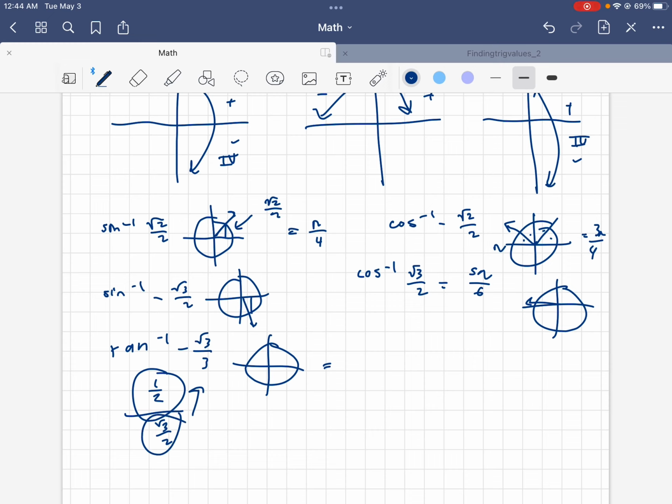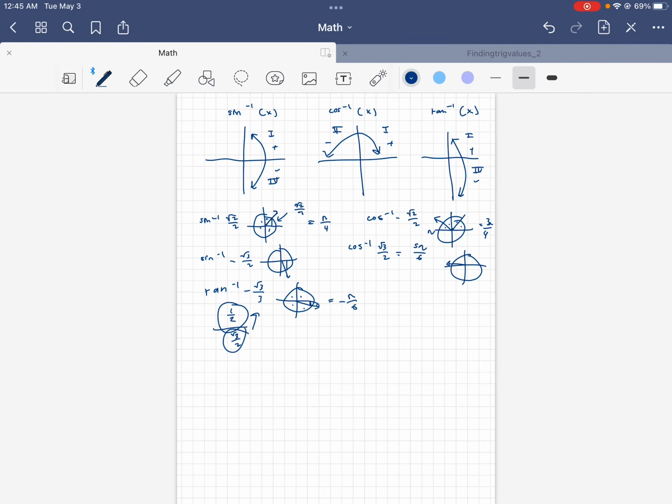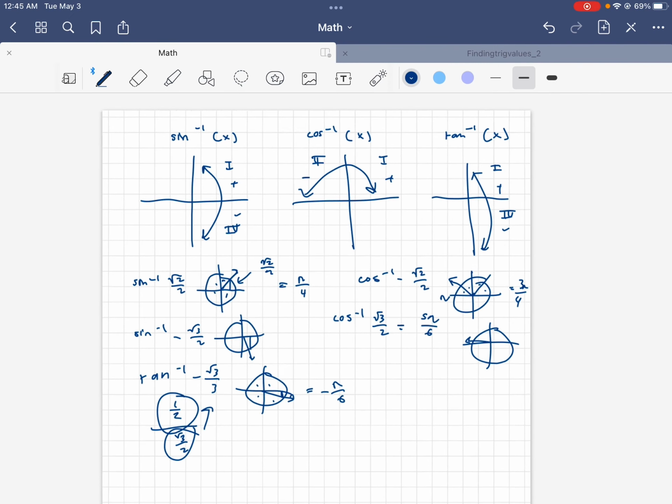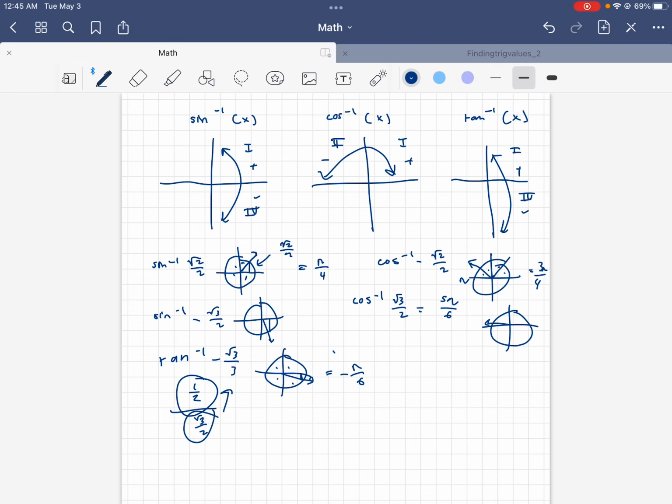So we need one where the adjacent is longer than the opposite. That would be here, and that would give us negative pi over 6, because all students take calc. Yeah, so the same rule applies for when you find the answer. You just check if it's negative or positive, and double check that it lies in this domain, which it does.